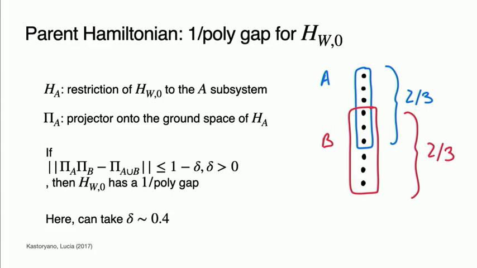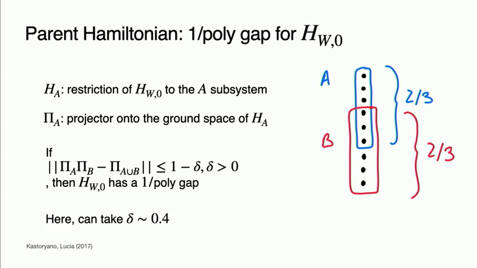The part that was by far the trickiest was to show that this Hamiltonian has an inverse polynomial gap. Proving that a Hamiltonian is gapped is, in general, really, really hard. Fortunately, there's an amazing paper by Castelnovo and Lucia that provided us with exactly the technique we needed. We take the 1D string of qubits, we partition it into a section A and a section B, and associate restrictions of the Hamiltonian on those sections. So HA is the restriction of W0 to the A subsystem, and similarly for HB, the projectors project on the ground state of HA.